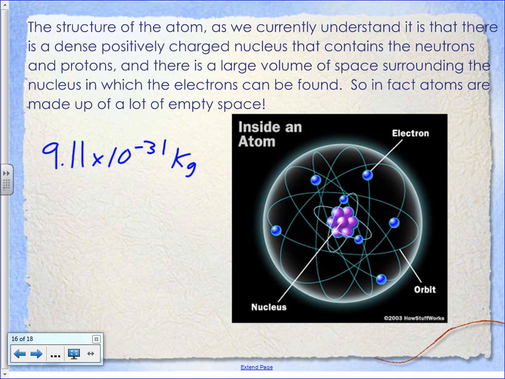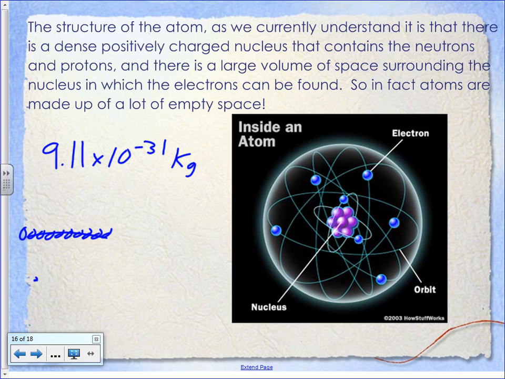So that would be what here? 1, 2, 3, 4, 5, 6, 7, 8, 30. I'm not going to do it. It's 30 zeros until you get to the 9. So you've got a decimal, 30 zeros, then 911. That's the mass of a single electron.